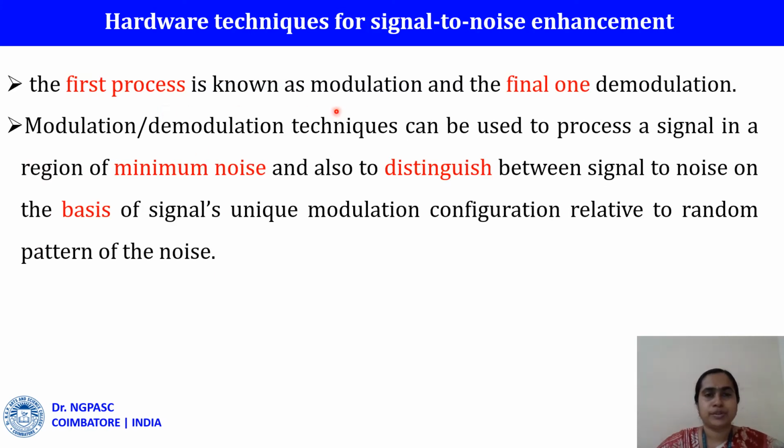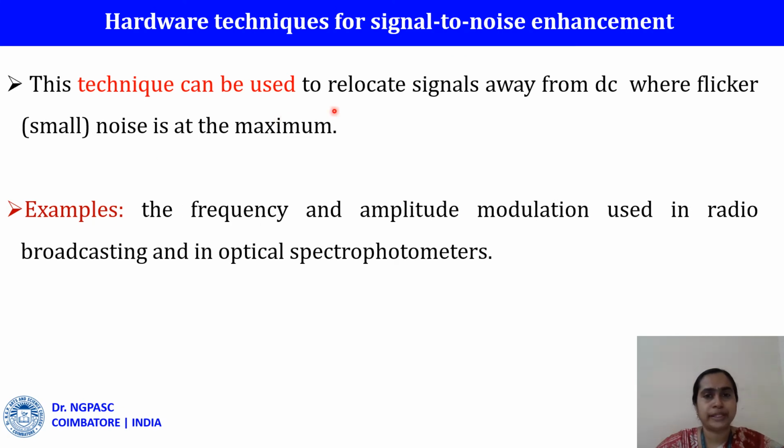So the first process is known as modulation, and the final one, the demodulation. Modulation or demodulation technique can be used for processing a signal in the region of minimum noise, and also to distinguish between the signal and noise on the basis of the signal's unique modulation configuration relative to the random pattern of the noise. This technique can be used to reallocate signals away from the DC where flicker or small noise is at the maximum. So examples are the frequency and amplitude modulation used in radio broadcasting and in optical spectrophotometers.